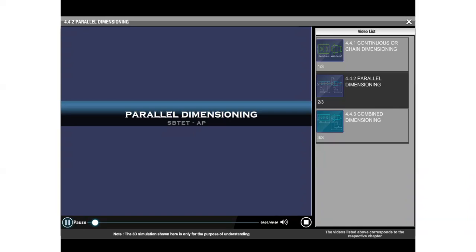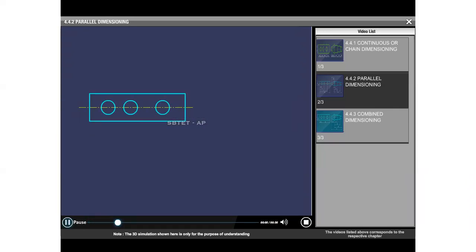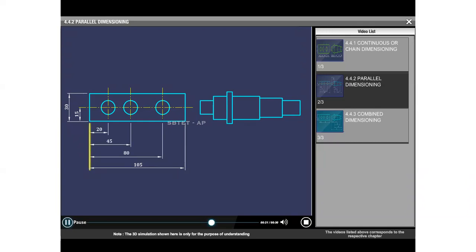Parallel dimensioning. In this, let us see how to represent dimensions using the parallel dimensioning method. In this method, all the dimensions are represented with respect to a common origin. Care should be taken in such a way that the distance between two dimension lines is at least 10 mm.